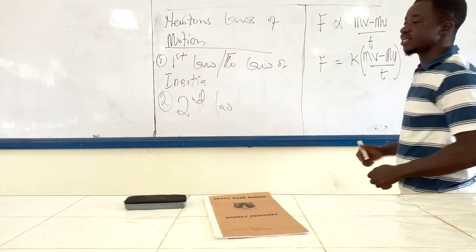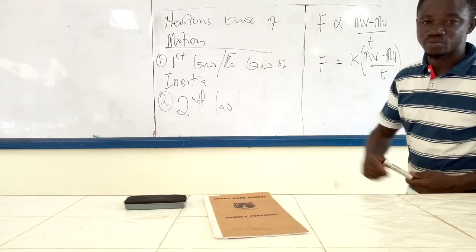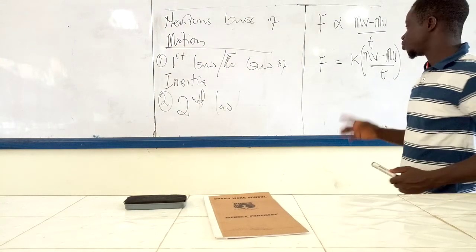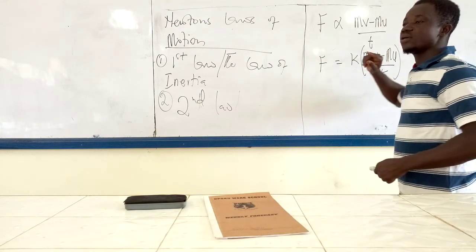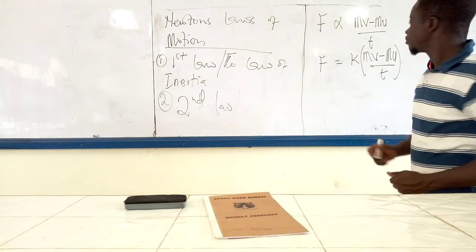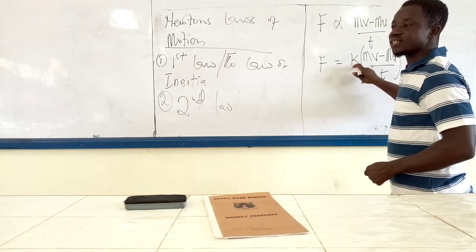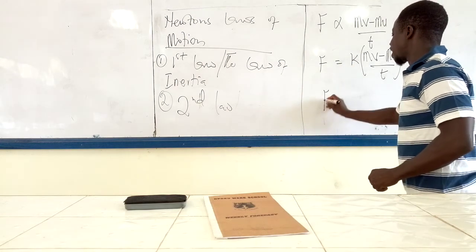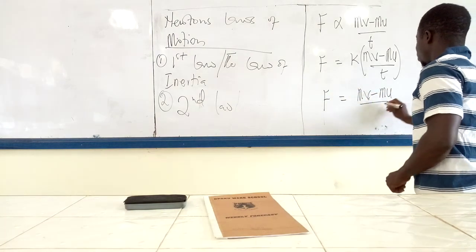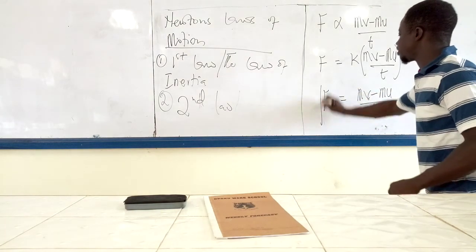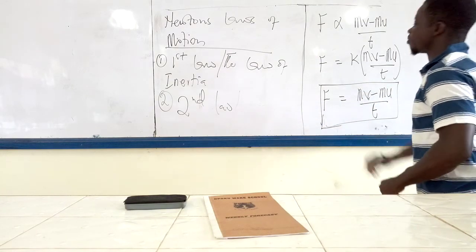But this constant K was found by Newton to be 1, because you know that 1 Newton is equal to 1 kilogram meter per second squared. So for that matter, this constant K is equal to 1. Therefore, F is equal to mv minus mu all over t. This is the formula for force.